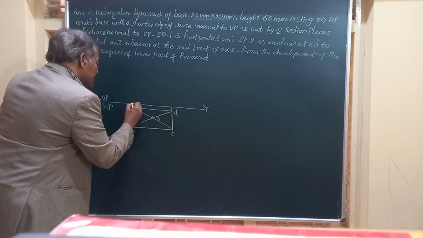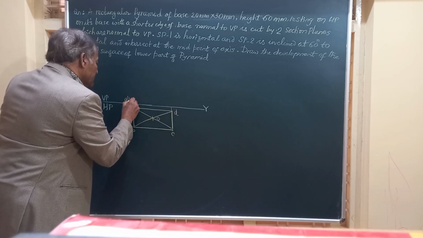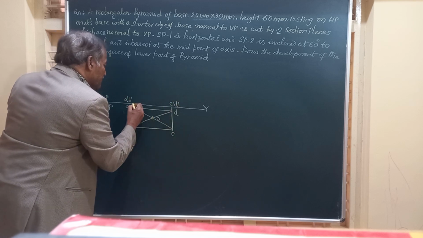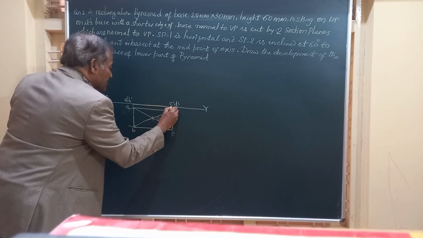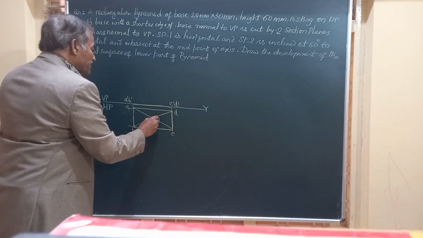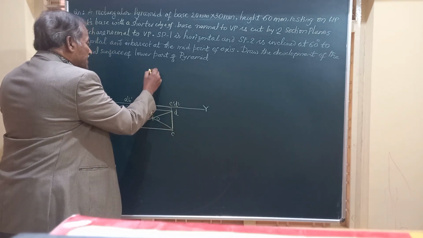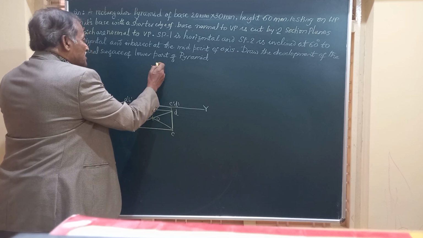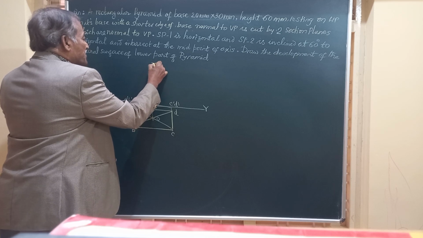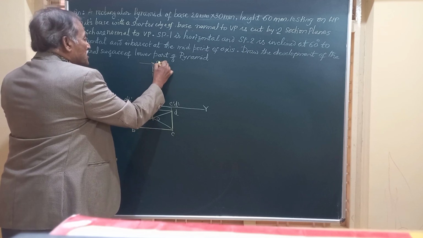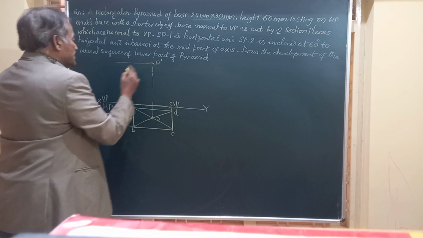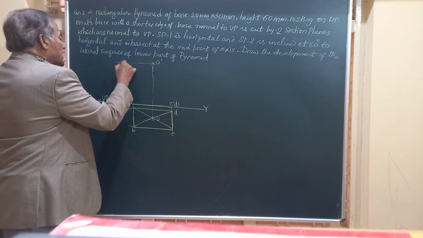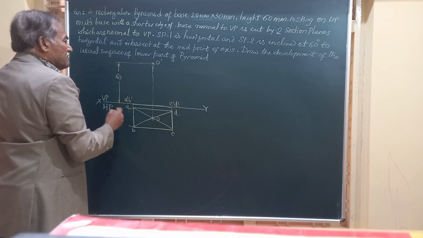I project the points from there and get A dash, B dash, C dash, D dash on XY, representing the base of the solid. And friends, from here I am going to draw a vertical line and show on that vertical line the height of the pyramid. The height of the pyramid is given to be 60 mm. This is O dash, and I just draw a line here and mark the distance, the height of the pyramid as 60 mm.